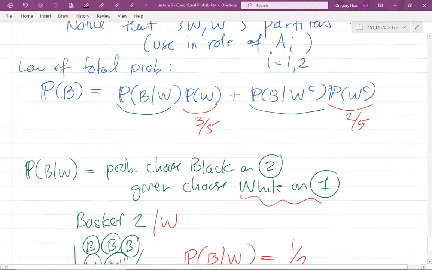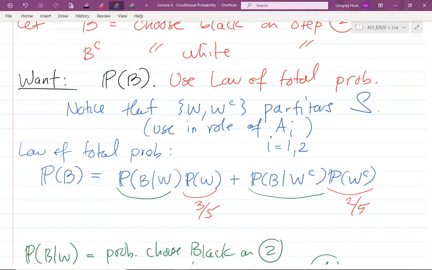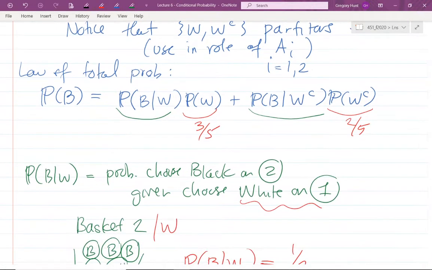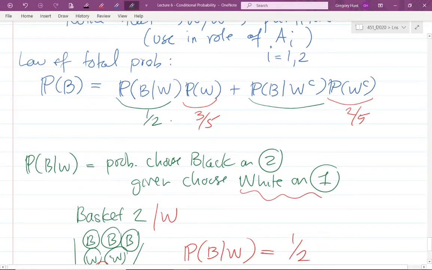So if we scroll back up here, we can now fill in the last things. P of B given W is 1/2. P of B given W complement is 2/3. If I choose a white one in the first, I'm less likely to choose a black on the second. If I choose a black one in the first, I'm more likely to choose a black on the second. So that's everything we need for the formula. What's left is just plugging it in. Anyone able to do that in their head? Let's see if I can embarrass myself here.